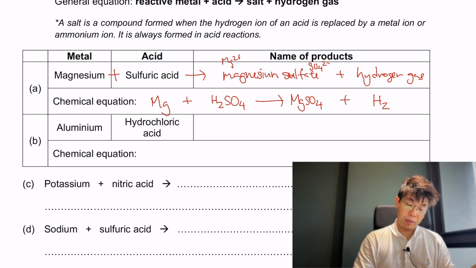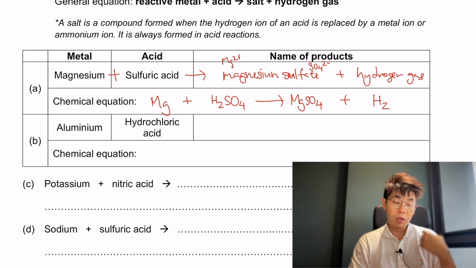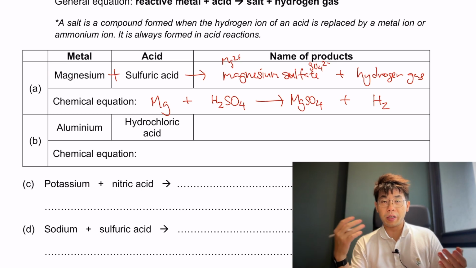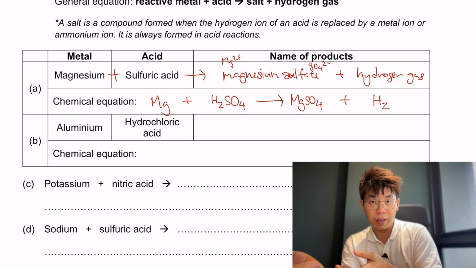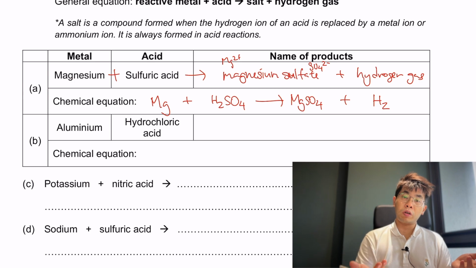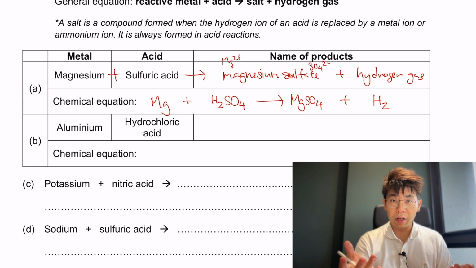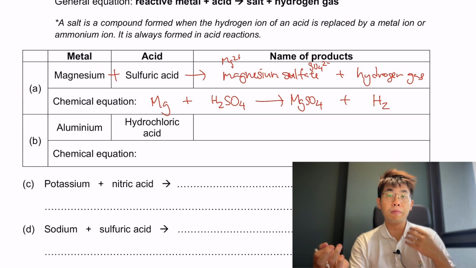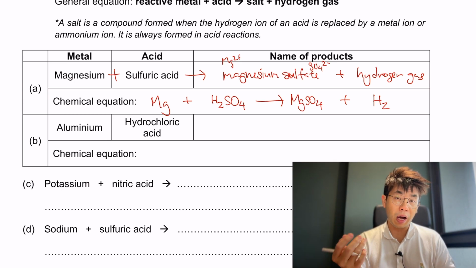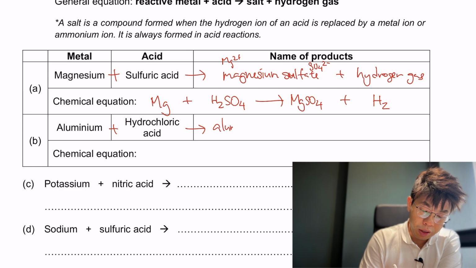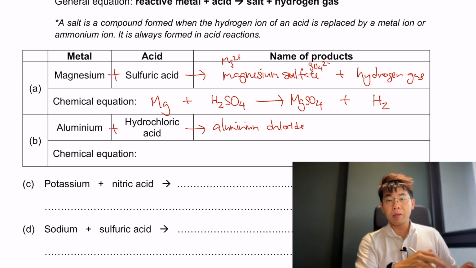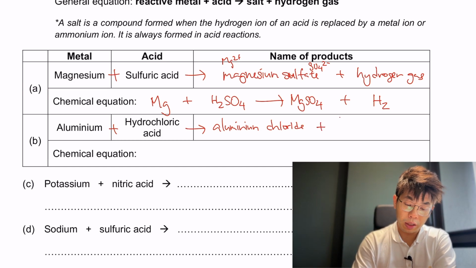Alright, so now the next acid we have is hydrochloric acid. So aluminium plus hydrochloric acid. Anything that reacts with hydrochloric acid will form a chloride. So aluminium plus hydrochloric acid gives aluminium chloride, magnesium plus hydrochloric acid gives magnesium chloride, right? Iron plus hydrochloric acid gives iron chloride. So aluminium plus hydrochloric acid, we get aluminium chloride. And because it's a metal plus an acid, I will get hydrogen gas.